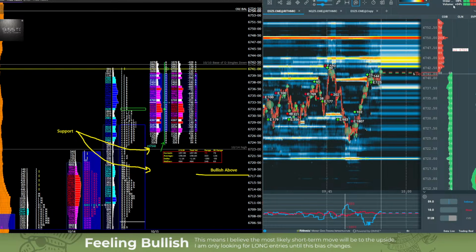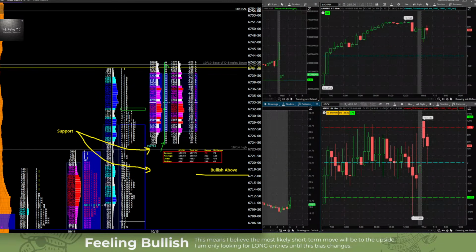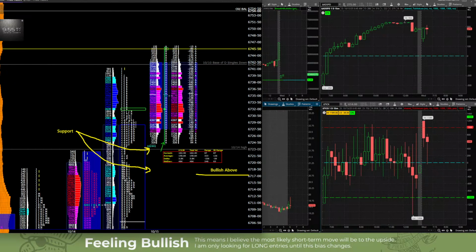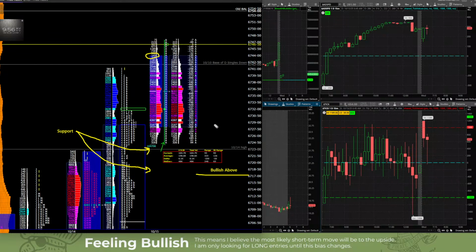So now we are watching the ticks to see if we get new buying up here. A little short covering. Create a low volume node. Making note of that. More short covering.